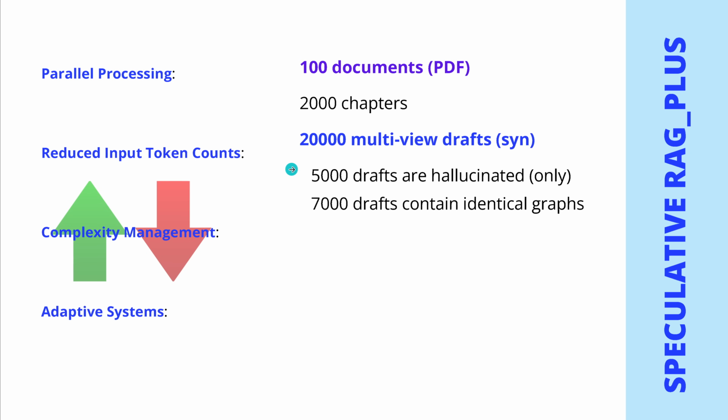Now, of course, all these 20,000 drafts that are generated are synthetically generated documents. Therefore, let's say only 5,000 of those 20,000 drafts are hallucinated or contain hallucinated information, and therefore the complete draft is, well, yeah, not really usable. So we can check for hallucination, we can have grounded truth, so we can filter this out.